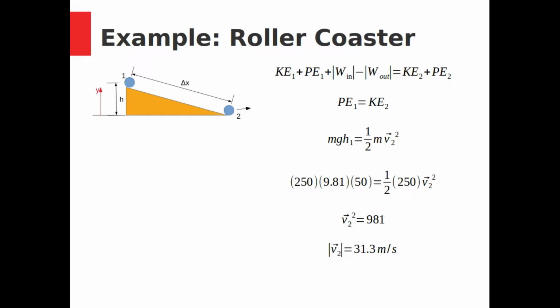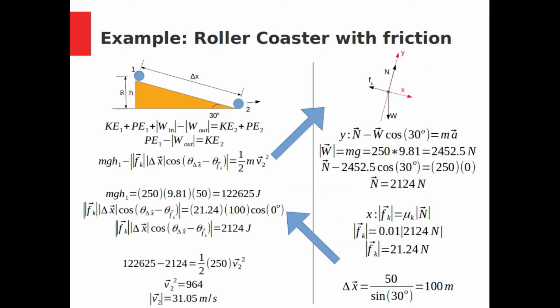We are ignoring friction, so there's no work out, and there's nothing to push it besides gravity, so there's no work in. At the end, it is at ground level, so there's no potential energy at the end. That leaves us with potential energy 1 equals kinetic energy 2. Substituting all the information that we know, we end up with a final velocity of 31.3 meters per second. Now next, what if there were friction?